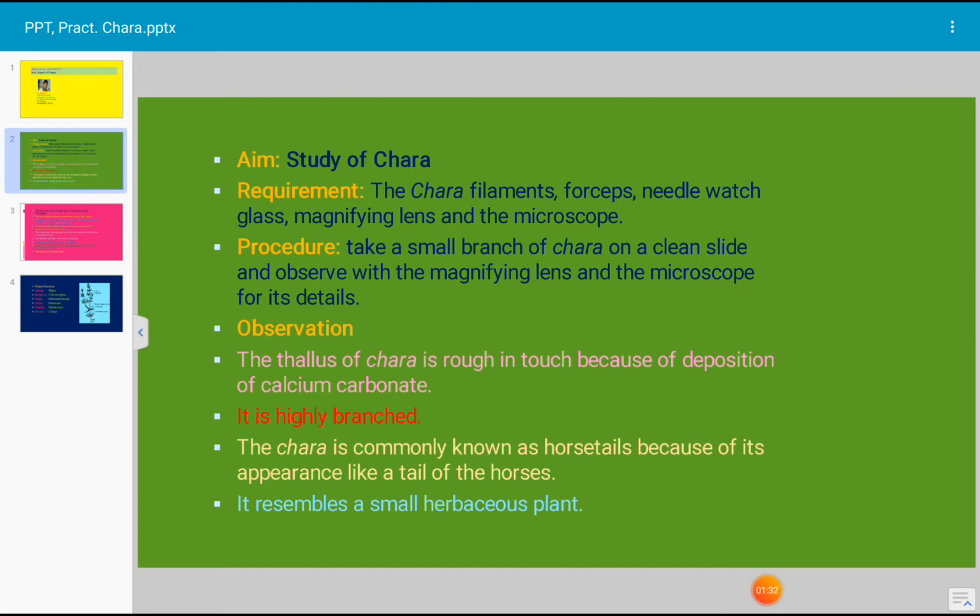The points for observation are: the thallus of Chara is rough in touch because of deposition of calcium carbonate. Chara is an algae that grows best in the water in which calcium carbonate is more. And this algae is highly branched. Chara is commonly called horsetail because of its appearance like a tail of horses. This Chara plant resembles a small herbaceous plant.